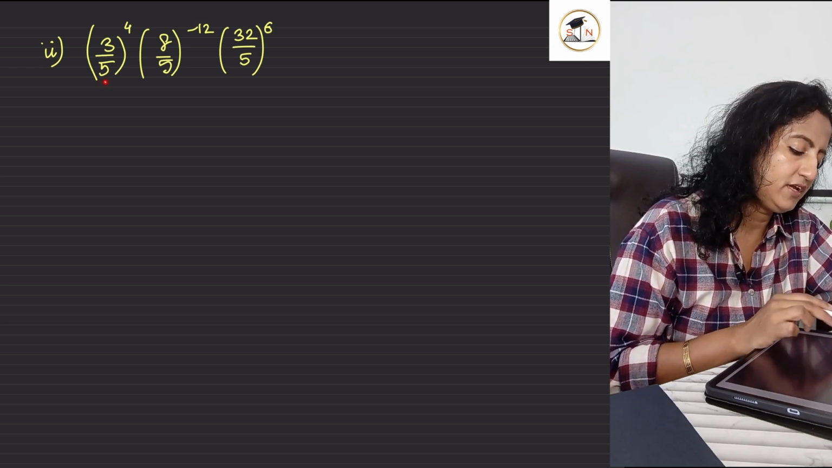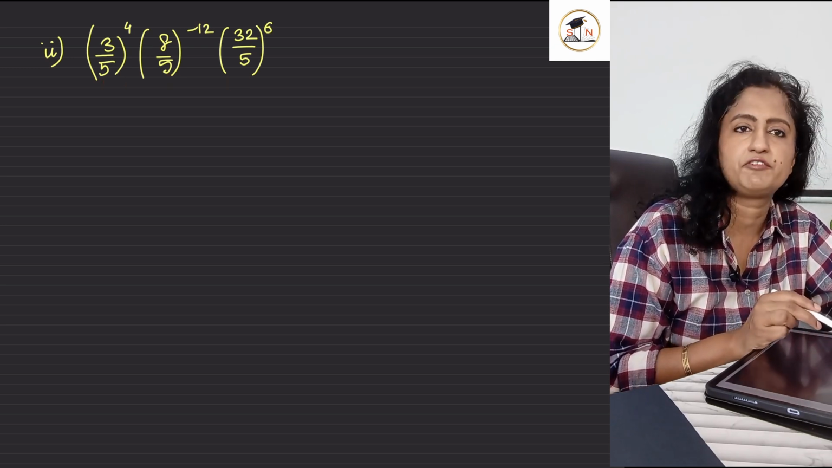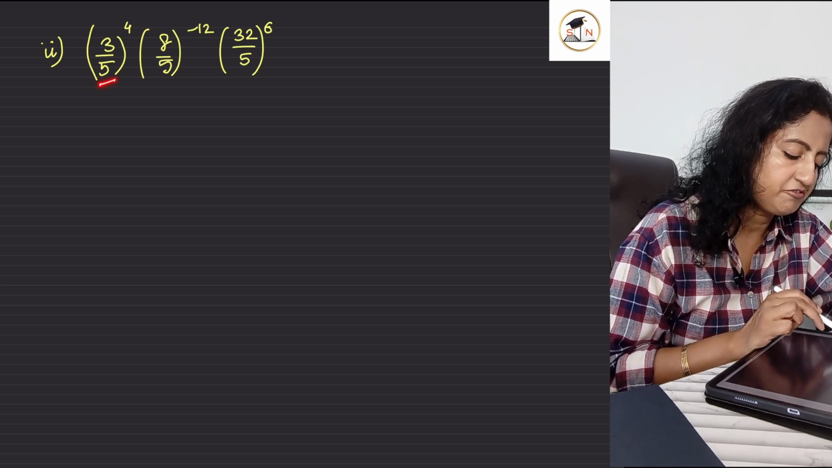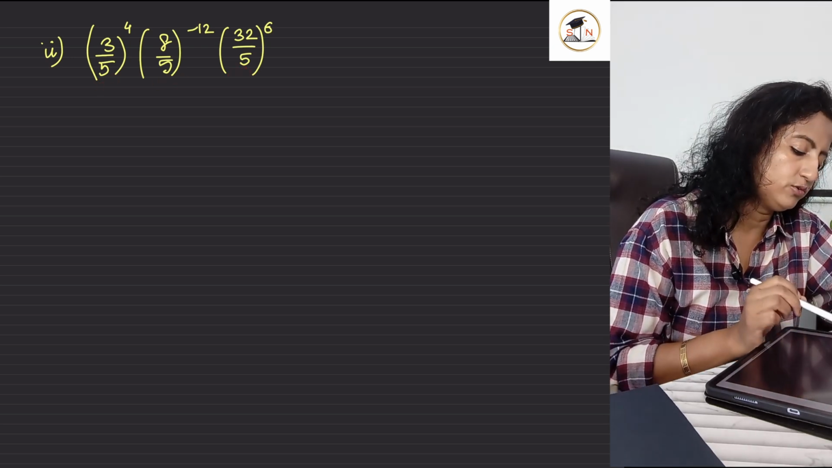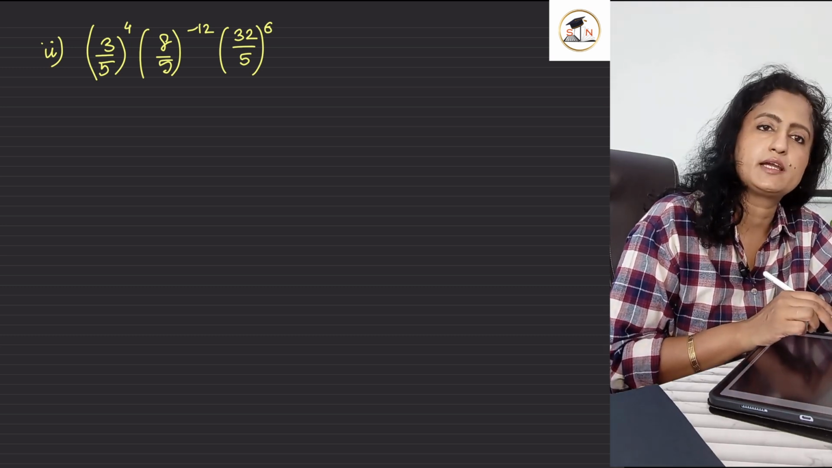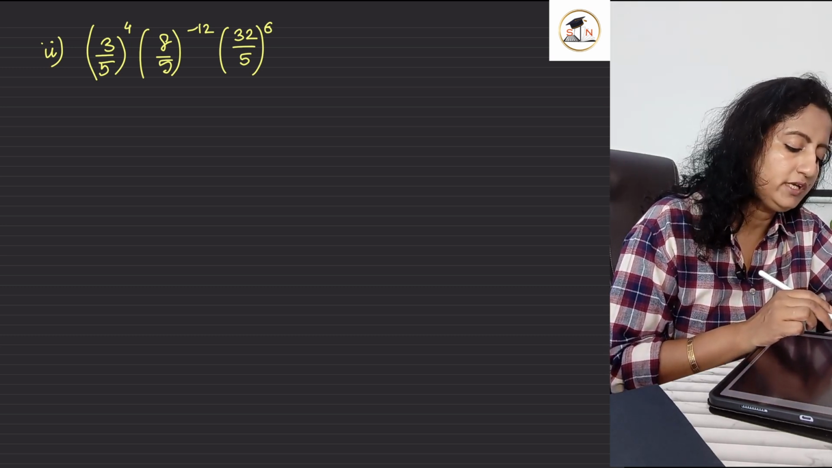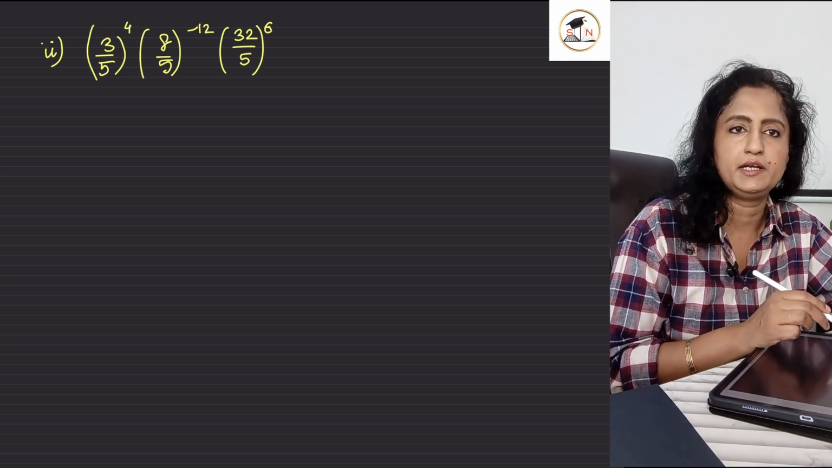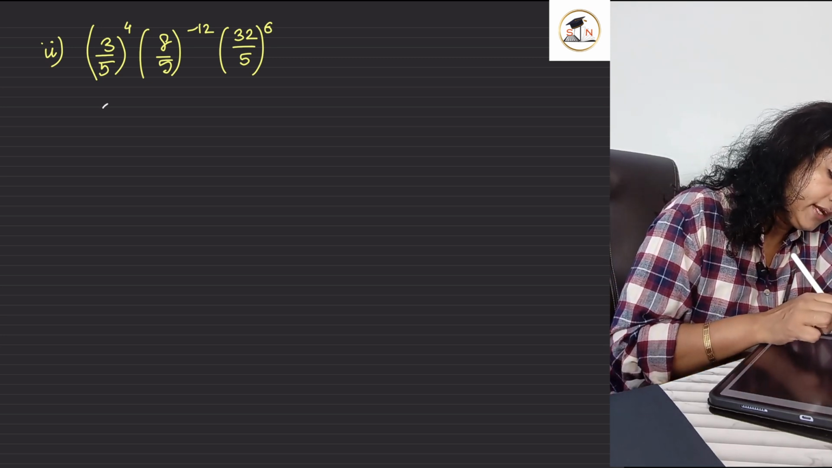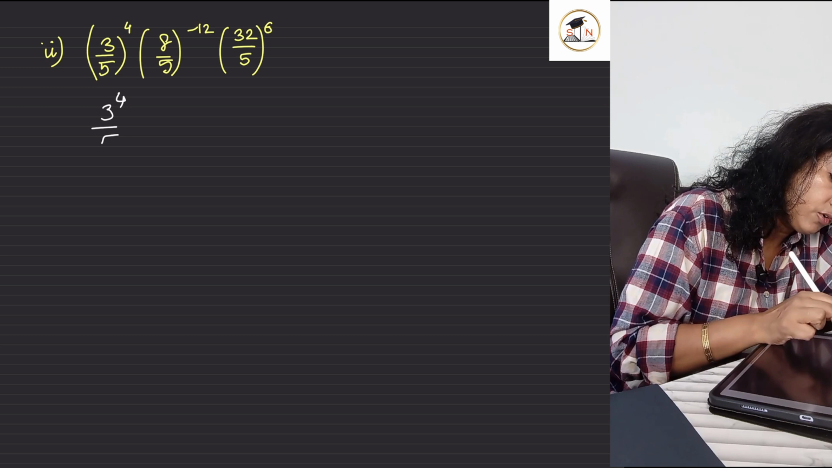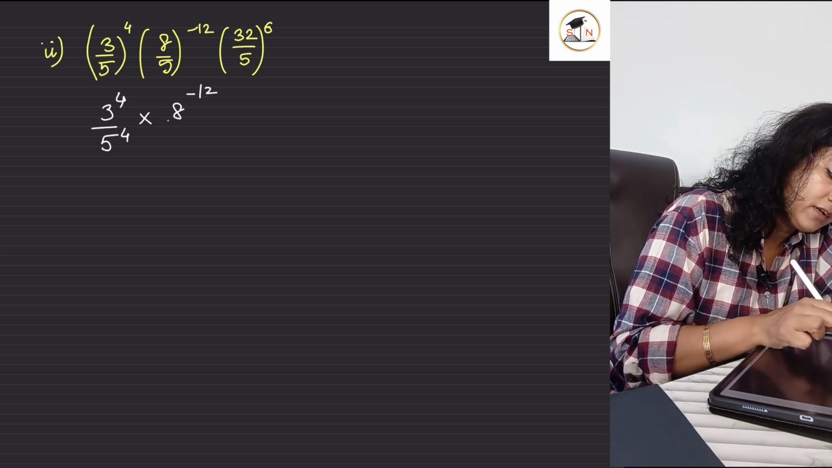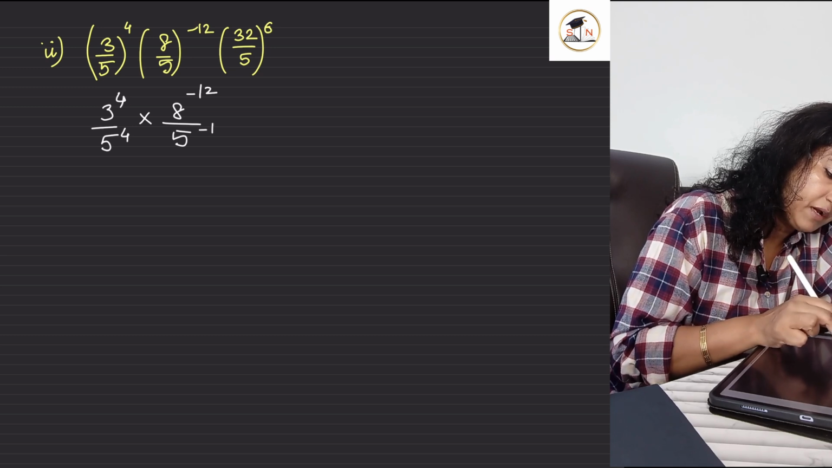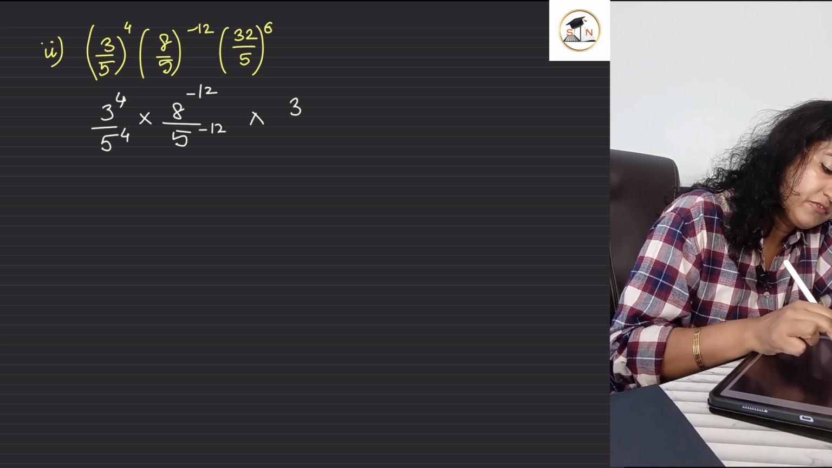Now we can see over here we have 3 rational numbers having different powers, but we have got 5 as a common denominator in all of them. So now how will we do this? I'm going to open up the bracket and allocate the power to each of the numerator and denominator separately. So what we get? We get 3 to the power 4 over 5 to the power 4 into 8 to the power minus 12 over 5 to the power minus 12 into 32 to the power 6 and 5 to the power 6.